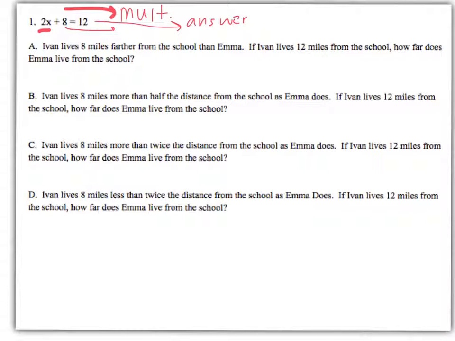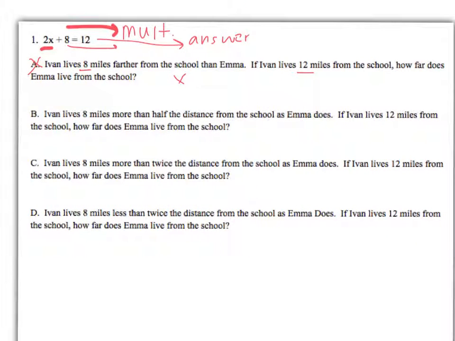So answer choice A says Ivan lives 8 miles further from school than Emma. If Ivan lives 12 miles from school, how far does Emma live from school? Here's the first thing. The 8 and the 12 are accounted for, but is the 2 accounted for? No, it is not. So therefore, A is wrong. FYI, in case you wanted to see what that looked like, it would be x plus 8 equals 12, because Ivan lives further. But again, that does not account for the 2x.